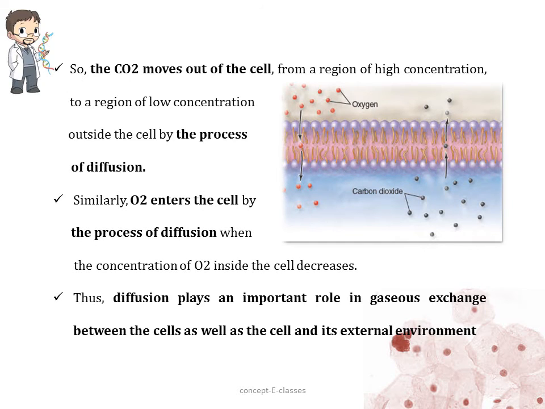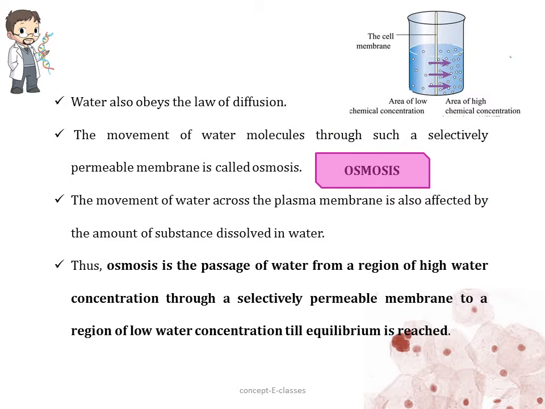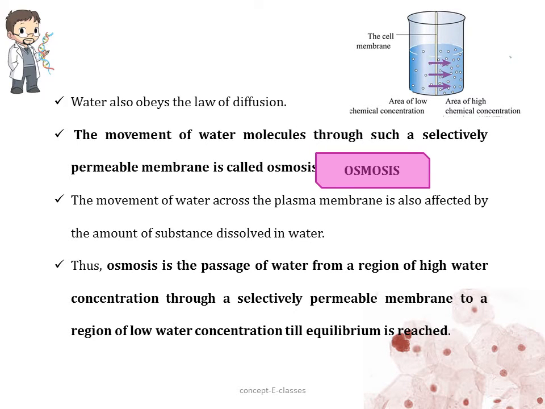Similarly, oxygen also enters the cell by the process of diffusion when the concentration of oxygen inside the cell is low. The oxygen from outside enters into the cell through the process of diffusion. Hence, we can say that diffusion plays an important role in the gaseous exchange between the cells as well as the cell and its external environment. Now, not only gases, water also obeys this law of diffusion. The movement of water molecules through a selectively permeable membrane is called osmosis.